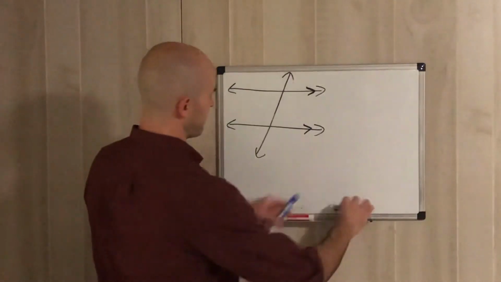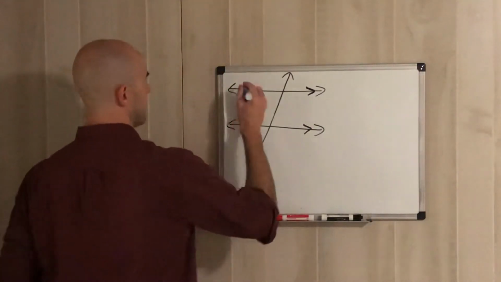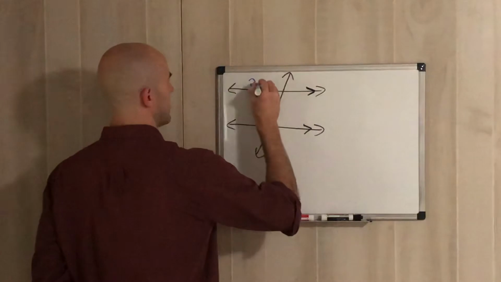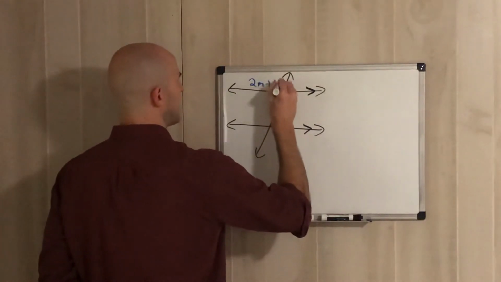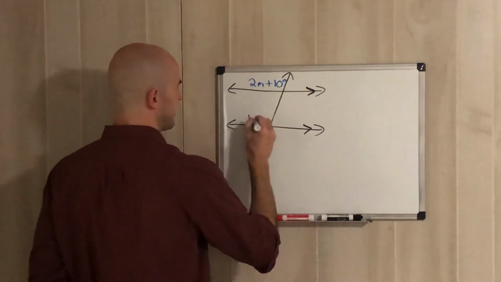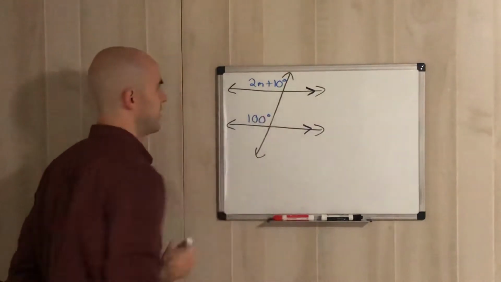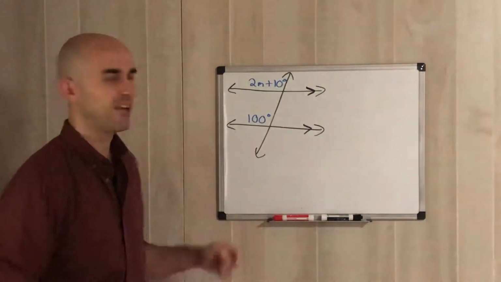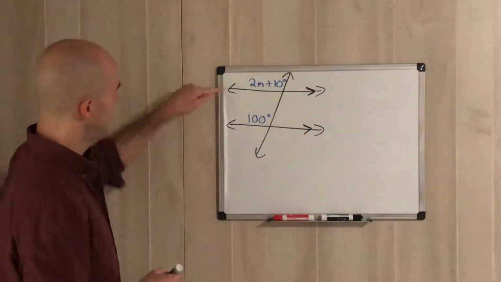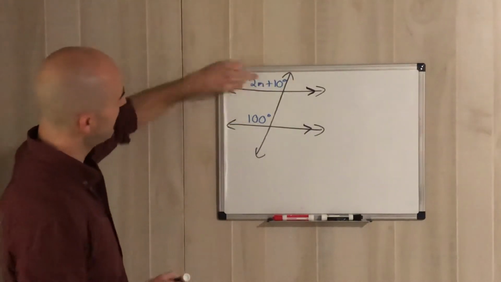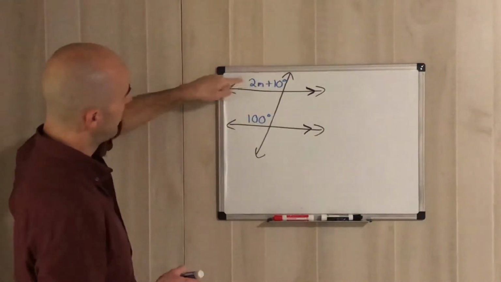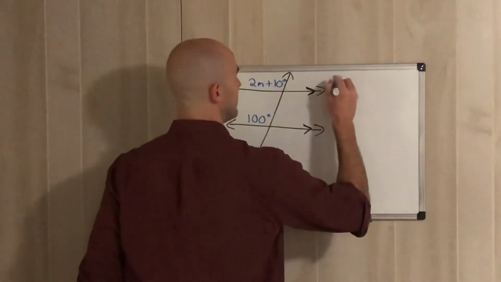So let's say that I had this angle right here. Let's say that this angle right here is 2m plus 10 degrees, and let's say that this is 100 degrees. The first thing you want to realize is what kind of angles they are. Whenever they're on the same side and it opens up, we know that those are corresponding angles.